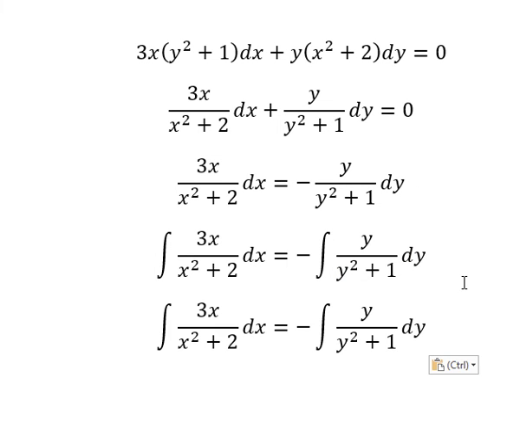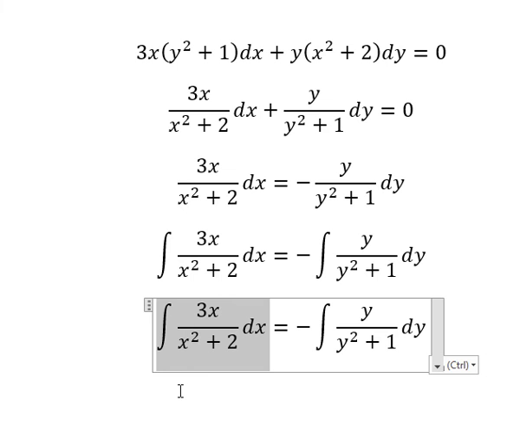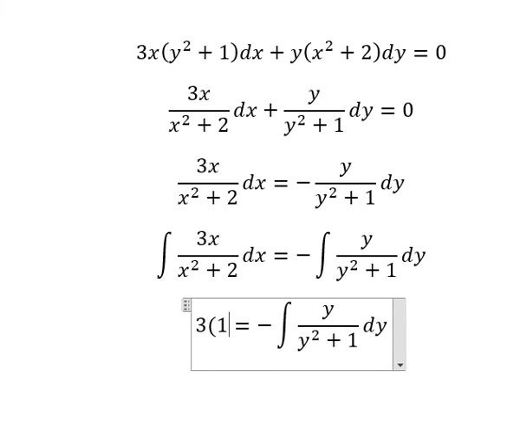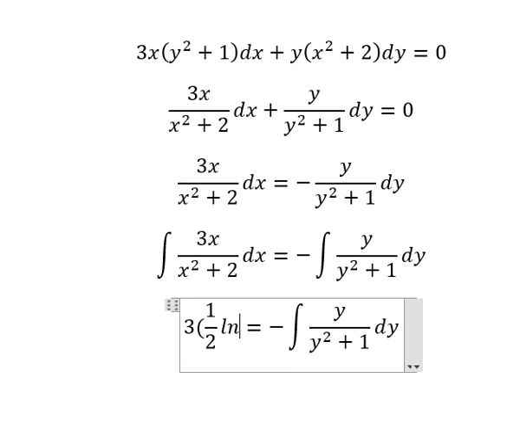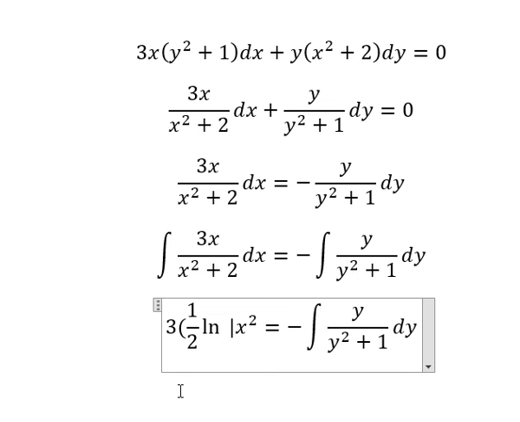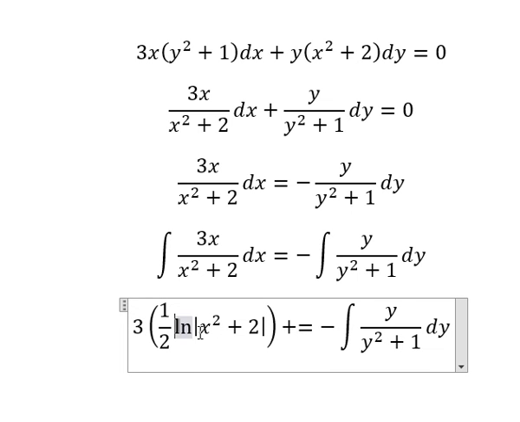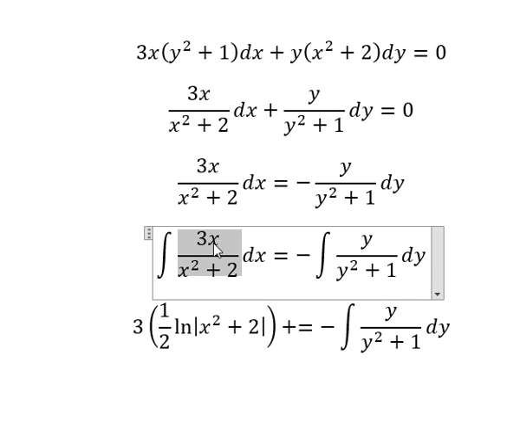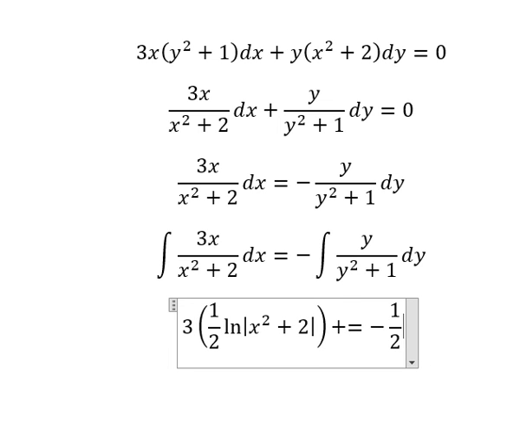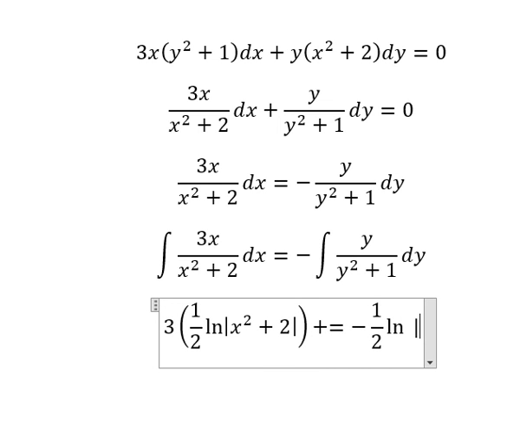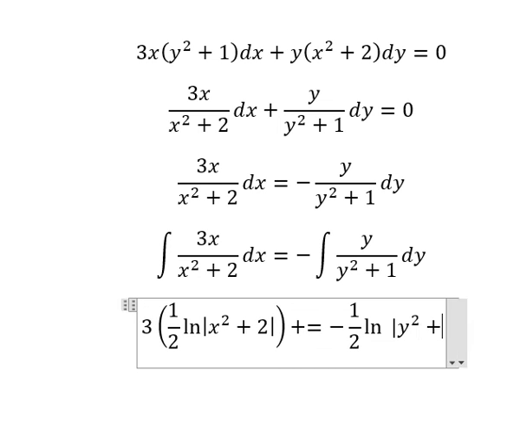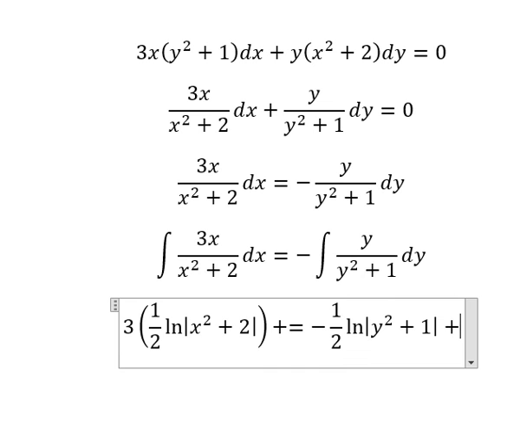Next, the integration of this one, we have 1/2 ln of the absolute value of x squared plus 2, because if I do first the derivative of this one, it will be back to x over x squared plus 2. Now this one, we have 1/2 ln of the absolute value of y squared plus 1. And I will put plus C.